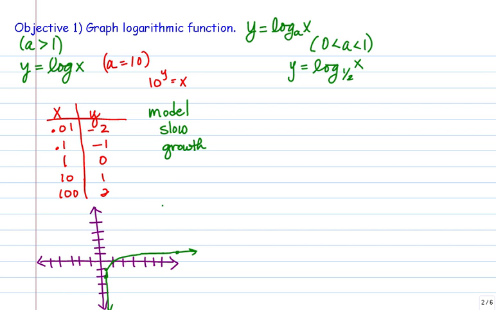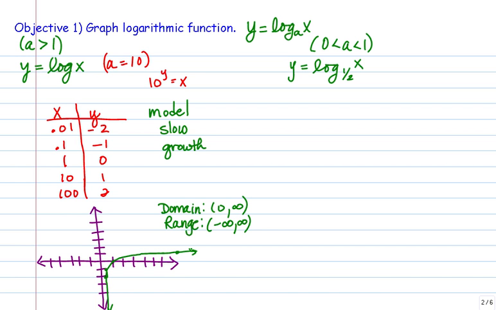We know that the domain is from 0 to infinity, right? We talked about that 10 to a power can never be 0, nor can it be negative, so our domain has to be from 0 to infinity. The range is bottom up. It's going to be -infinity to infinity.